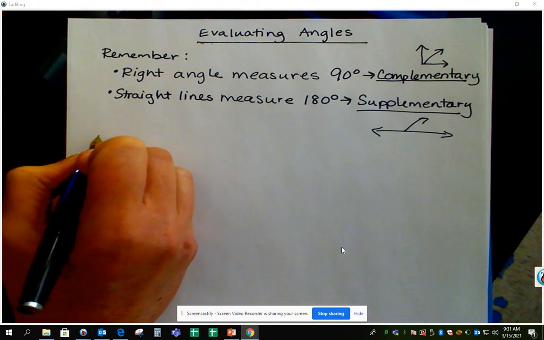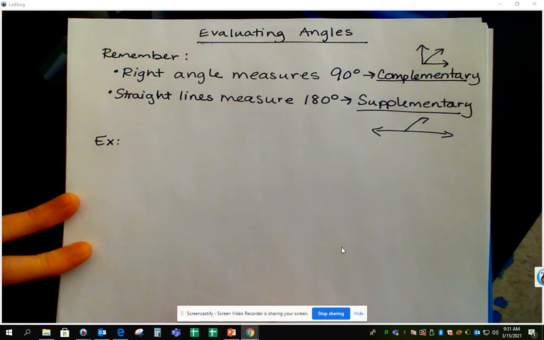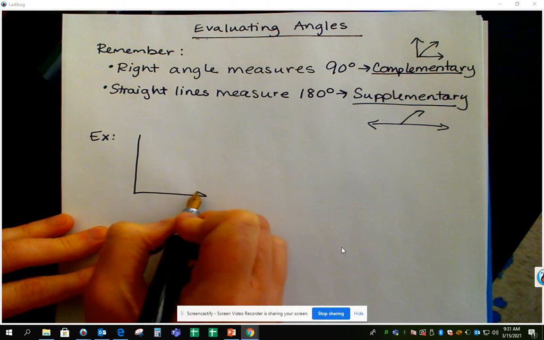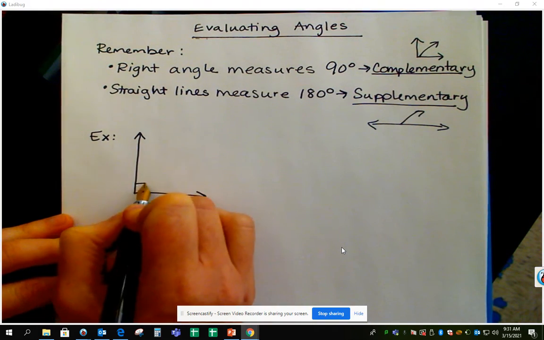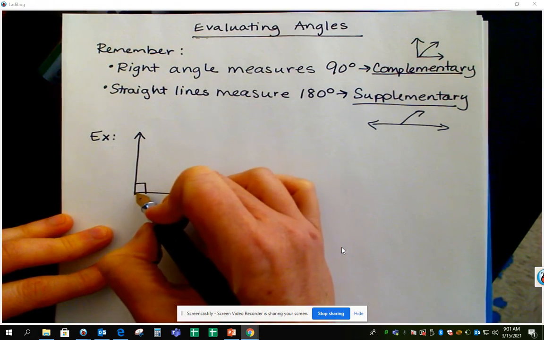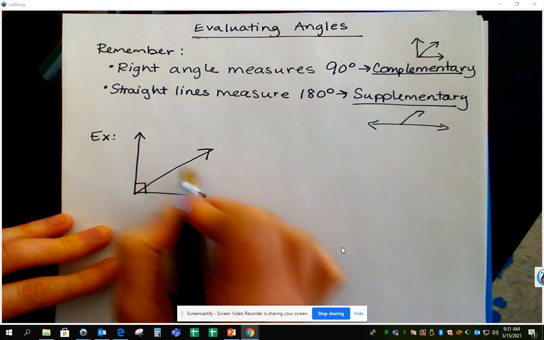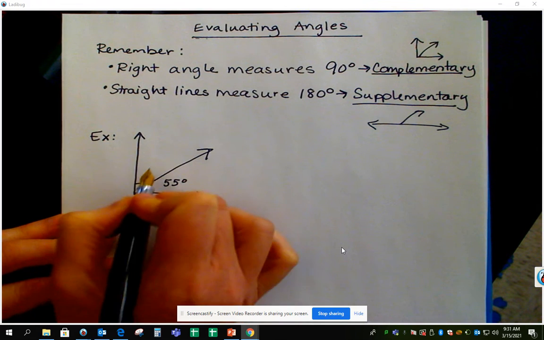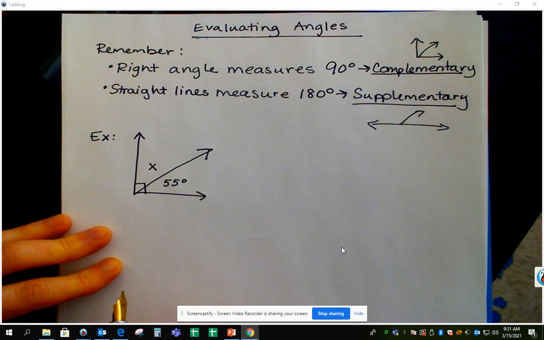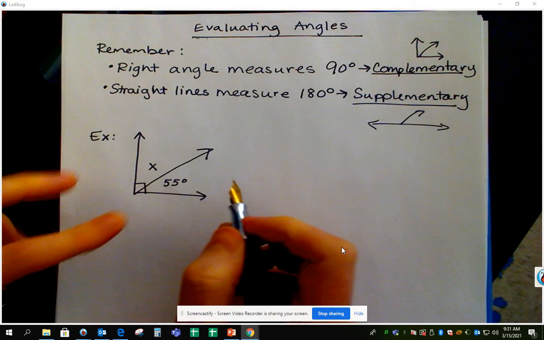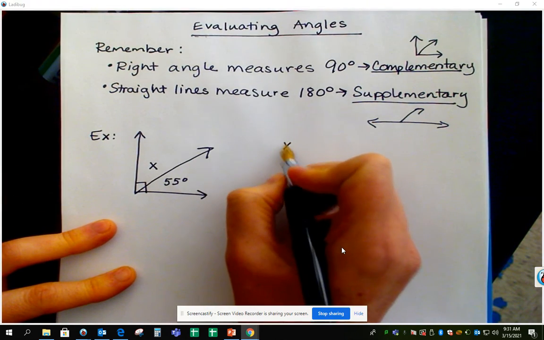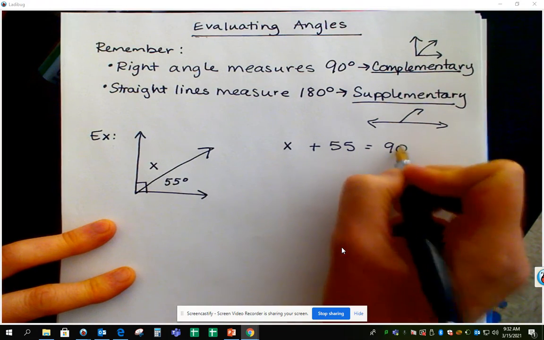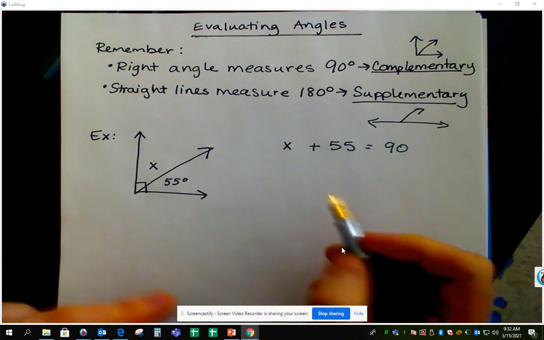All right, so let's look at an example of how we can use this to evaluate angles. Say that we're given a right angle like this, and there are two angles inside it, complementary angles, and we're told this one measures 55 degrees, and we don't know how much this one is, it's x. We can use the fact that they're complementary. X plus 55 should equal 90.